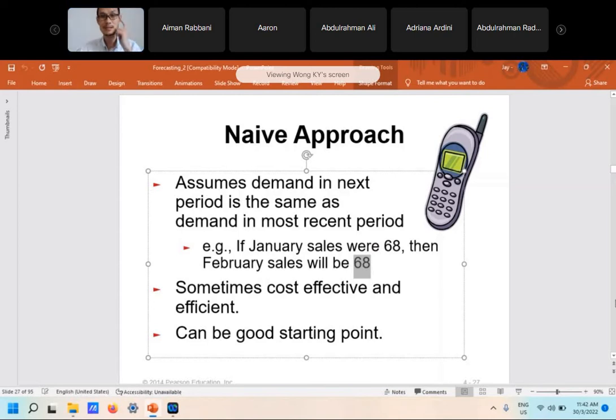Okay, so that is the naive approach. If I ask you what customer demand you forecast in 2023, and the actual demand in 2022 is 1,000 units, then the answer is the same, same as the previous years. So that is the naive approach. It's the simplest. You just assume that demand in the period you want to forecast is the same as the demand in the most recent period.